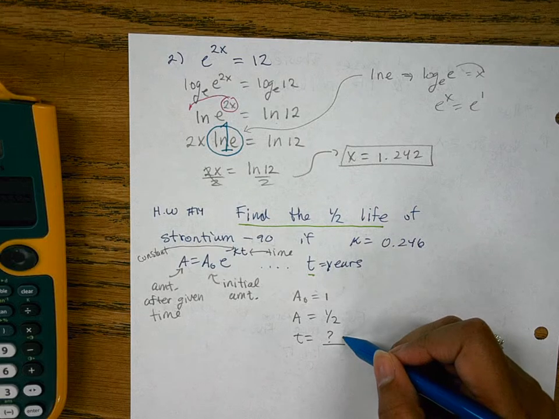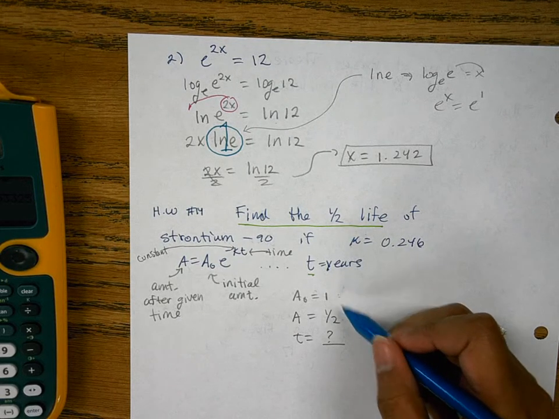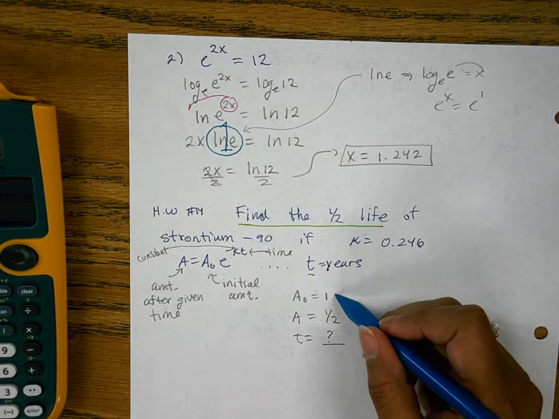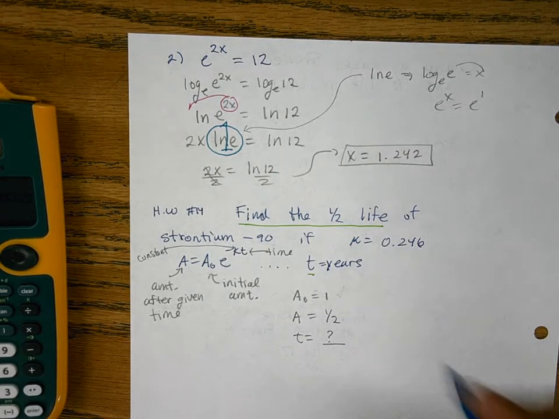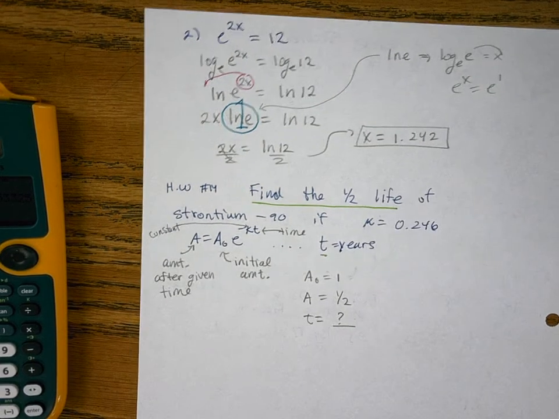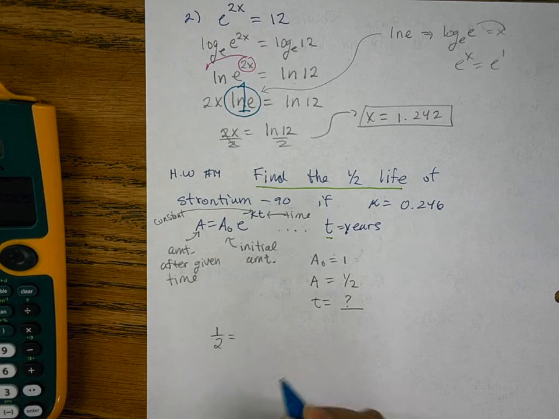Okay? So we're going to look for the amount of time it takes for us to end up with half of what we started with. If you wanted to, you could have put 10 here and 5 there, or 12 here and 6 there. It does not matter. I'm just always going to use 1 and a half. 1 for the initial, half for the amount after given time.